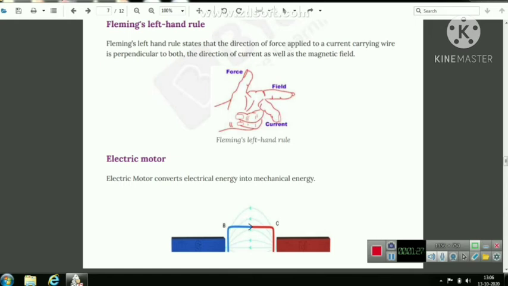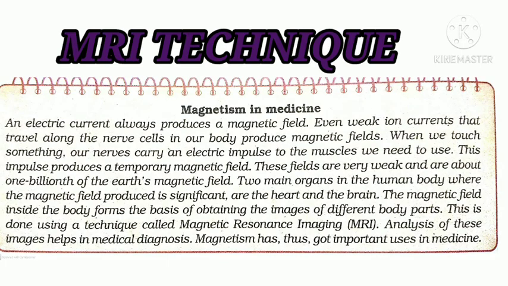Thus, Fleming's left hand thumb rule and the force on a current carrying conductor in a magnetic field are used in devices like electric motor, electric generator, loudspeakers, microphones and measuring instruments. It has also one application, that is magnetism in medicine, in the MRI technique. MRI means magnetic resonance imaging. This is an application of magnetism in medicine.